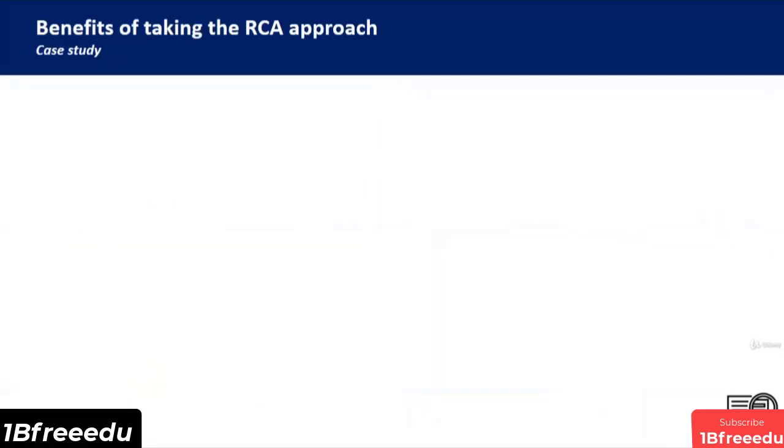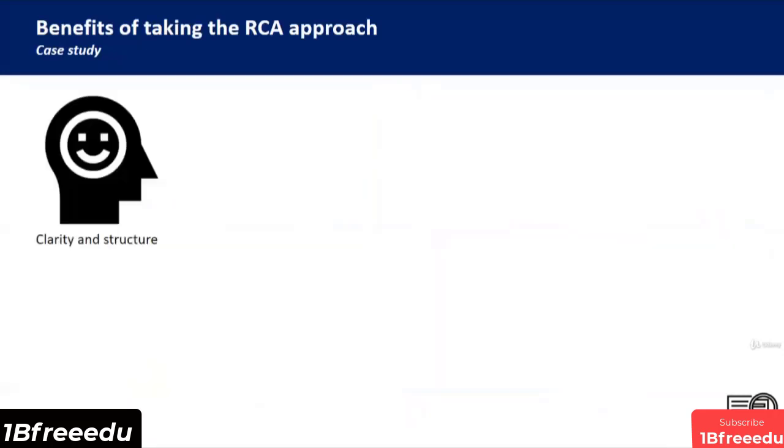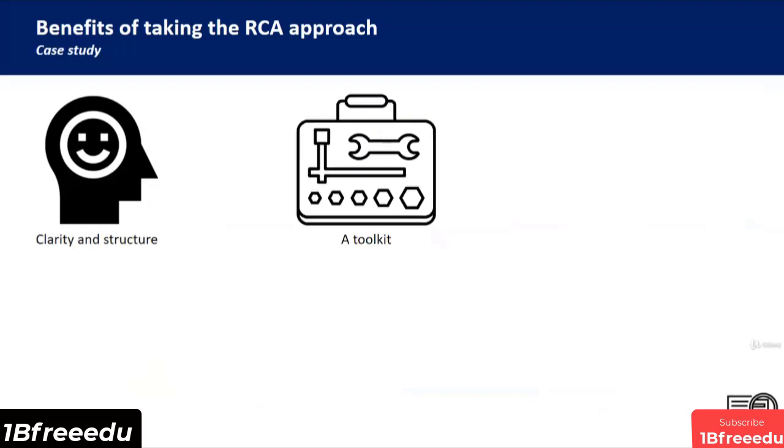So what are the benefits of taking this approach? Firstly, clarity and structure, right? You know exactly what root cause analysis is, what it does, there's an approach that you can take, and there's a structure around it. You've got your 8-step process, you have your tools. And that's the great thing, you have your tools. The toolkit that you can use with root cause analysis is extensive. And there's a different tool depending on the issue, the problem you're trying to solve for.